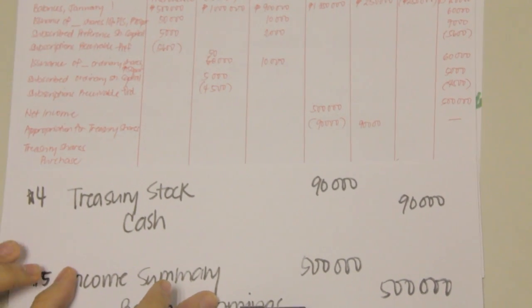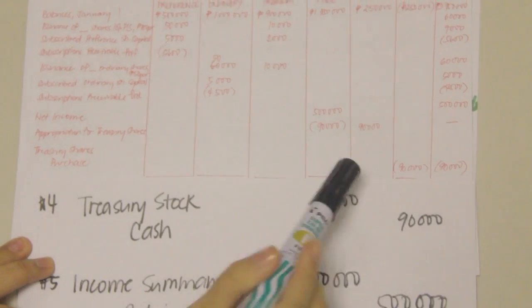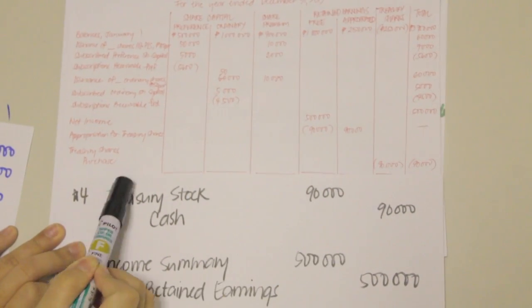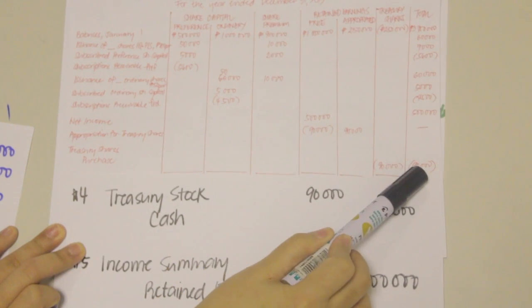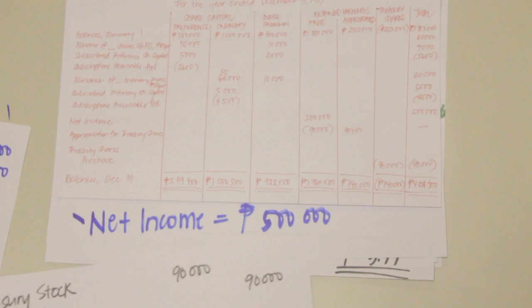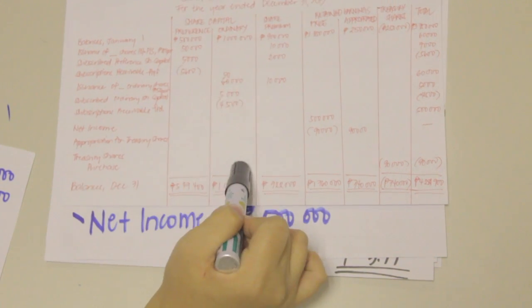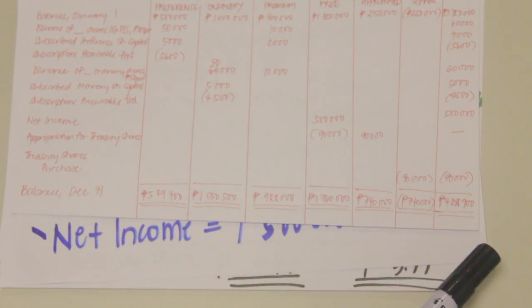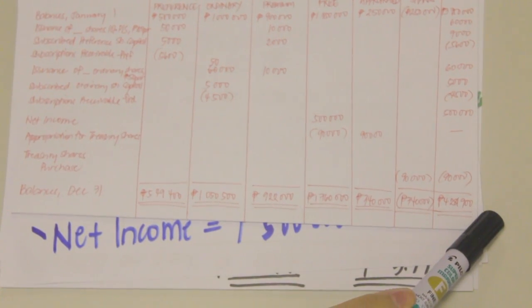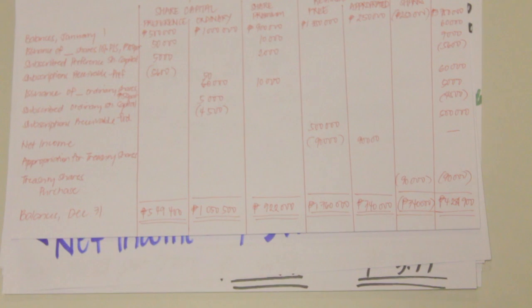The last would be to record your purchase of treasury shares. So that's negative 90,000 since it's a debit here, and that would mean a reduction in your equity. So there, negative 90,000. So what you need to do now is simply to get the total of all the columns and all the rows, and then you'd get a total equity of 4,281,900. And there you have it, your very own statement of changes in shareholders' equity.